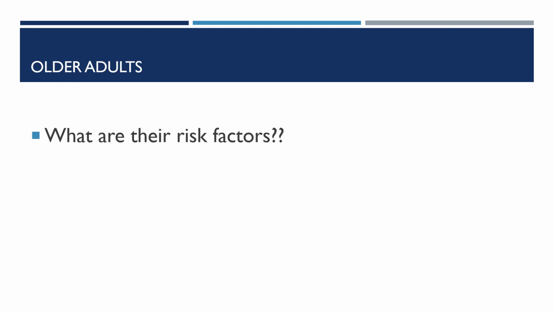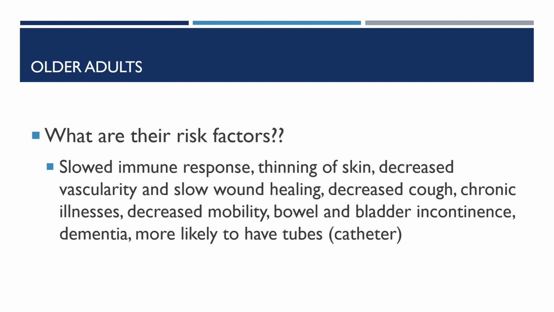So older adults, what are their risk factors? Like we just talked about, they have a slowed immune response, thinning of the skin, decreased elasticity in their skin, slow wound healing, and their appetite's very poor. Not always, but their taste buds really want those sweet treats, so their nutrition is not the best. Decreased cough ability, chronic illnesses, decreased mobility. They may have incontinence, may have dementia, and they could have a catheter. A catheter is a huge infection risk.